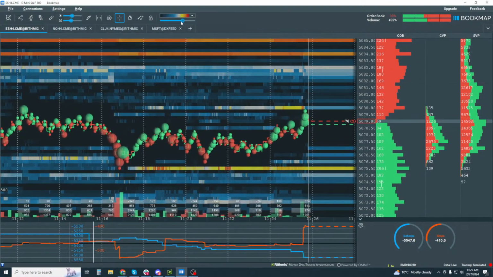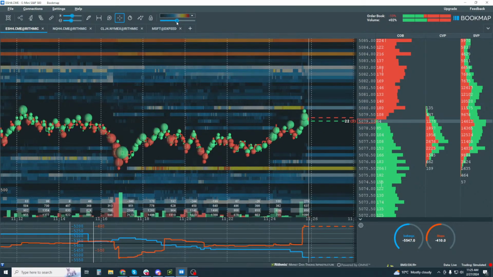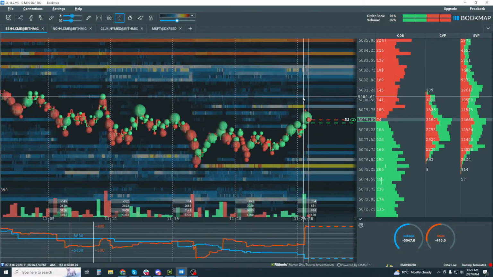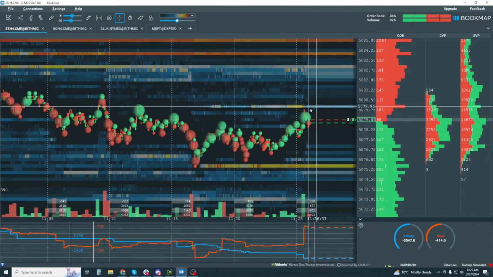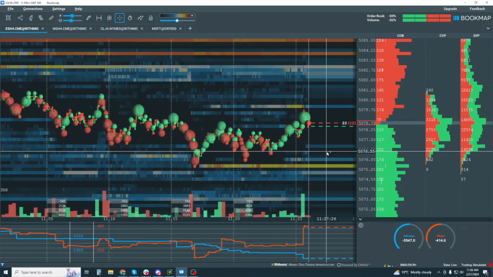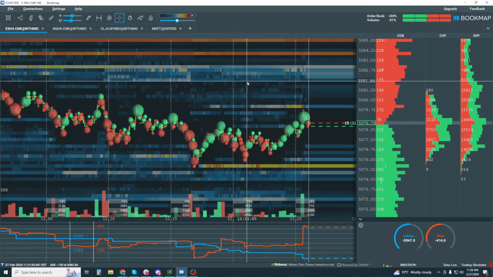So get good at reading it, and then use that replay mode. As you can see, a lot of these trade ideas that we had in here didn't play out, and we didn't have that element on our side, the order book.